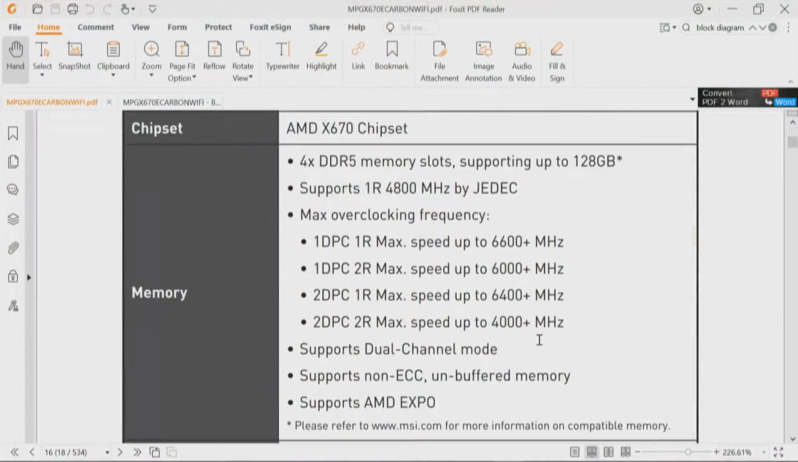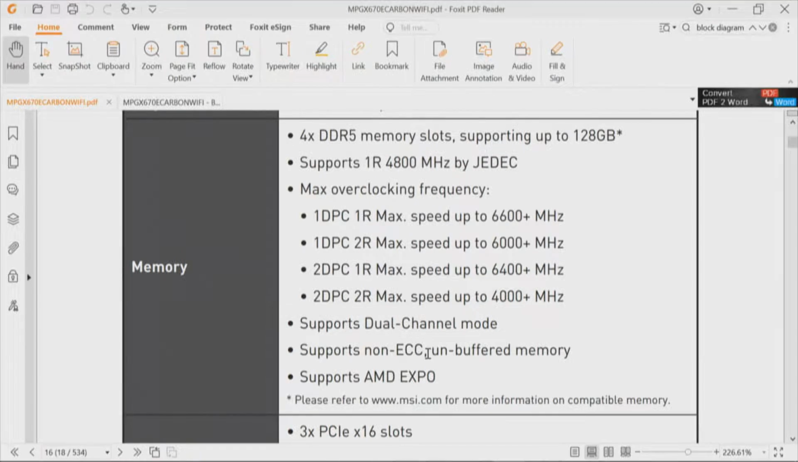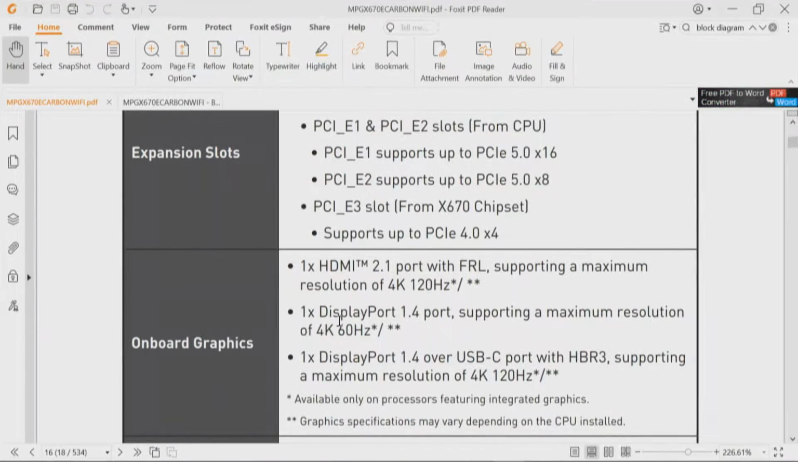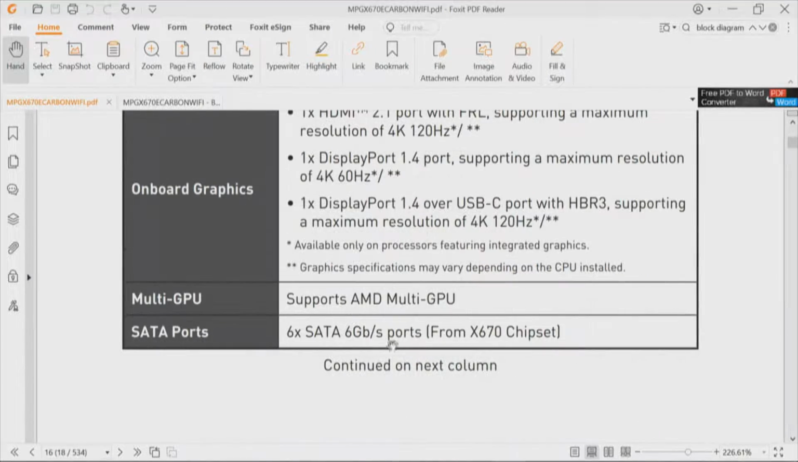And to reiterate, dual channel, non-ECC, which is on-die, AMD Expo, and this repeats the 3 PCI Express by 16 slots: by 16, by 0, by 4, by 8, by 8, by 4. From the CPU, PCI Express _E1 and PCI Express _E2, whereas E3 is from the chipset and it's PCI Express 4. And onboard graphics gives us 1 HDMI, 1 DisplayPort, and 1 DisplayPort over USB-C, which is DisplayPort alternate mode. We'll verify that when we look at the I/O panel. 6 SATA ports, all from the chipset, both chipsets.